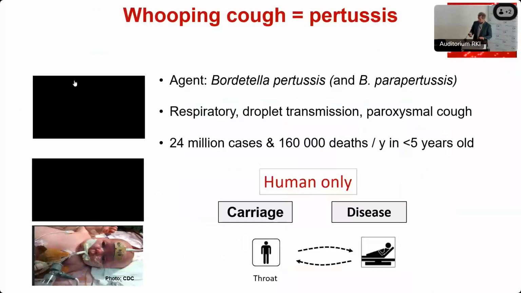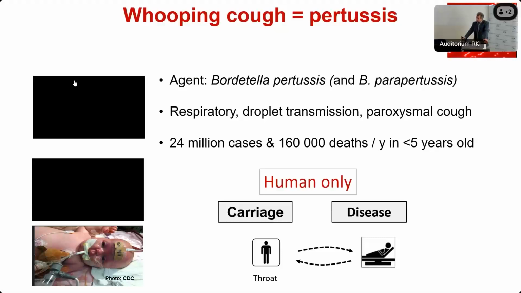Oops, something's happening. Yes, I have videos of whooping cough. So I'm turning now to whooping cough. It's a kind of hard transition. It's the third story of my 4 main points.